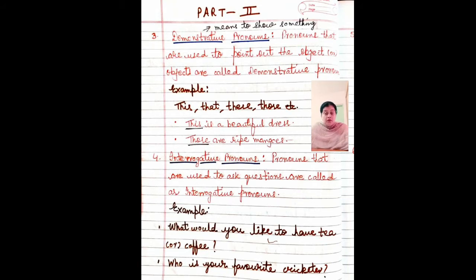That means some guest has come into your house and you will of course ask, it is a basic etiquette, manner. What would you like to have? Tea or coffee? Question mark. So any sentence with a question mark comes under which pronoun? Interrogative pronoun. So what is the pronoun here? What. What kind of pronoun? Interrogative pronoun. Next example. Who is your favorite cricketer or who is your favorite actor? What is the pronoun here? Who. Category of pronoun? Interrogative.